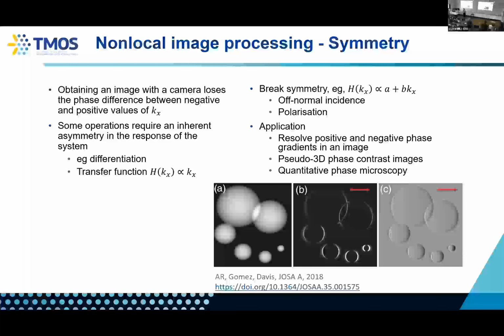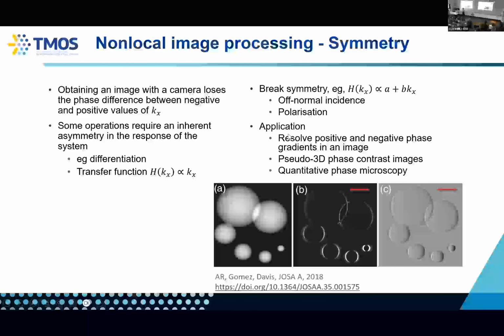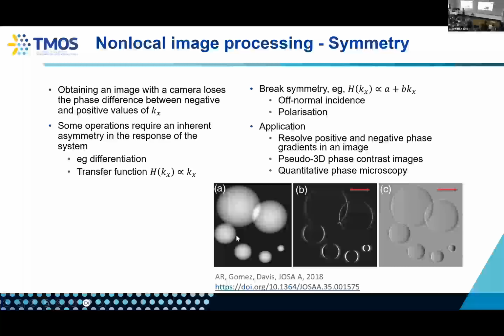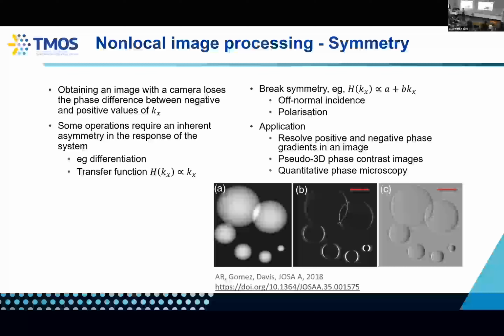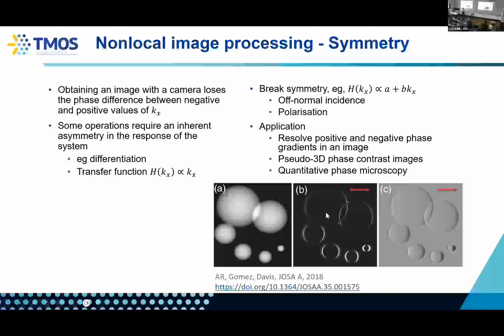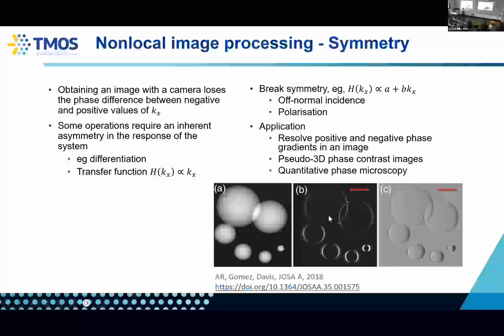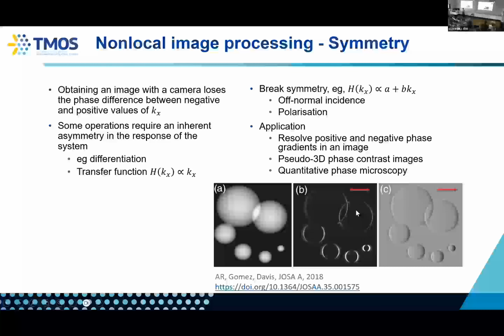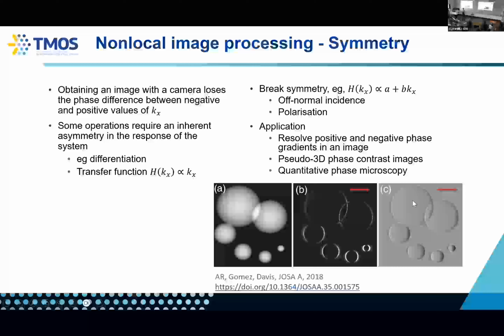From a phase point of view, these are some simulations just showing if we have some sort of phase object with a phase distribution like this, no amplitude contrast. If we had a device that had a direct linear response to spatial frequency, it produces a nice edge-enhanced image. But if we introduce that offset, we obtain an image that looks a lot like a differential interference contrast image, and it contains far richer information than this image in the middle.